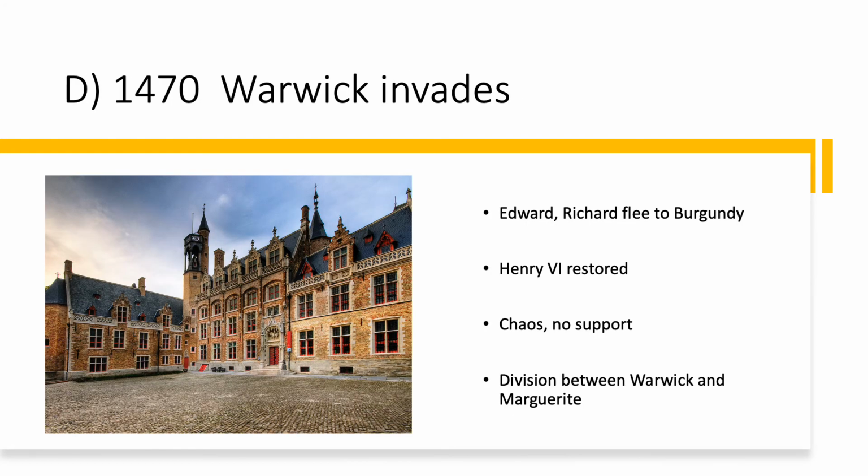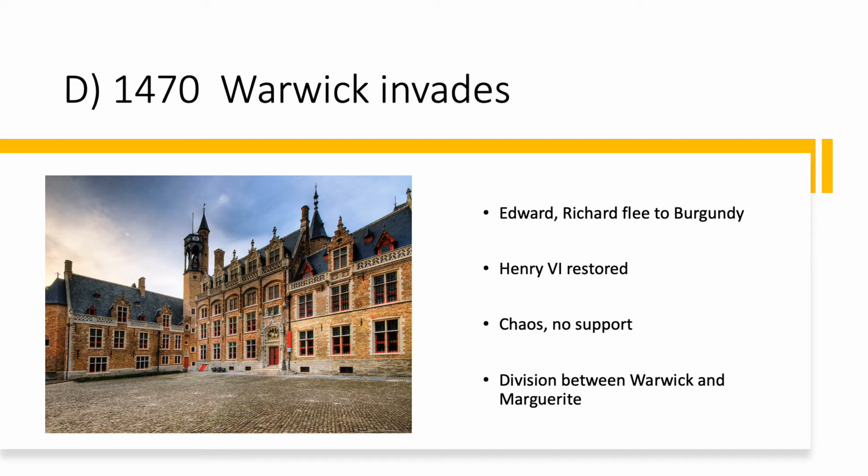So in 1470, Warwick invades. He catches Edward off guard. Edward did not realize the strength of Warwick's position or the number of men that he had at his disposal. So Edward and his youngest brother Richard flee to the court at Burgundy. Their sister is married to the Duke of Burgundy. This is the house where they stayed for several months. A very wealthy local merchant puts them up.